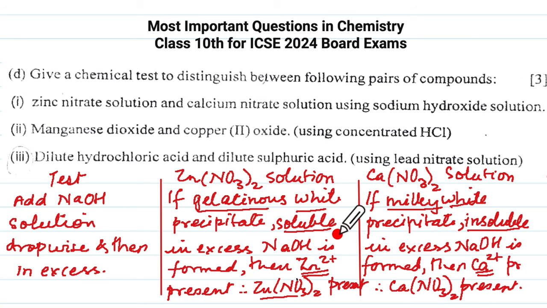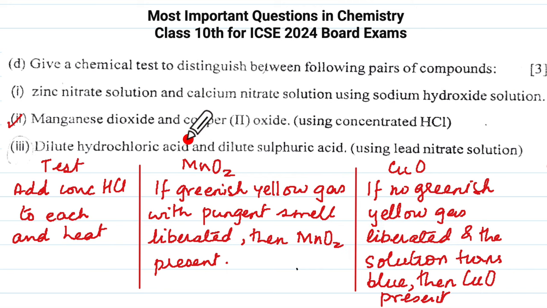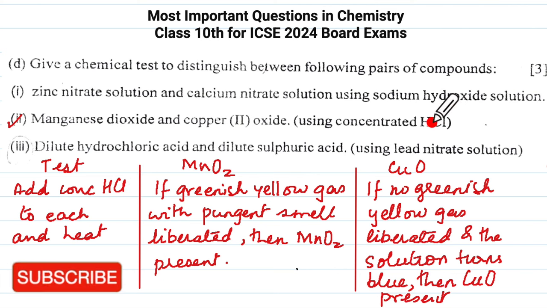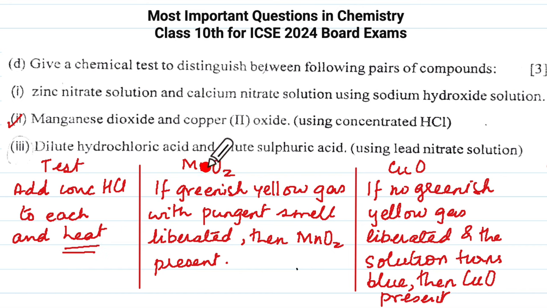For the second one, we again make the 3 columns and we write MnO2 here, CuO here, and we add concentrated hydrochloric acid, the same way it is mentioned here, and we have to heat. Now this is an oxidizing agent, is going to oxidize HCl forming chlorine gas. So our observation will be if greenish yellow gas with pungent smell, that is chlorine liberated, then MnO2 present. You could also say which turns moist blue litmus red and bleaches it to clear colorless. I don't have space. You could write it that way and we come to CuO. If no greenish yellow gas liberated, because obviously CuO is not an oxidizing agent, but this is an acid and this is a base, so you'll get salt and water, and CuCl2 will be formed, which will be blue in color. So we say that the solution becomes blue, then CuO is present.